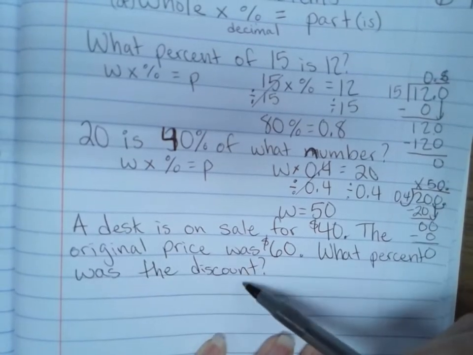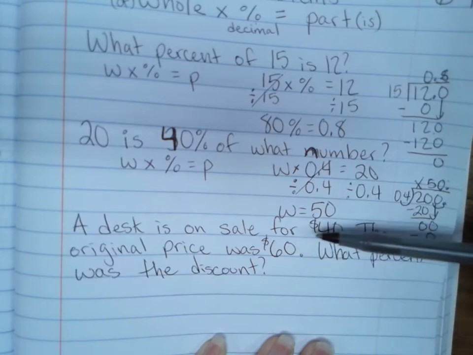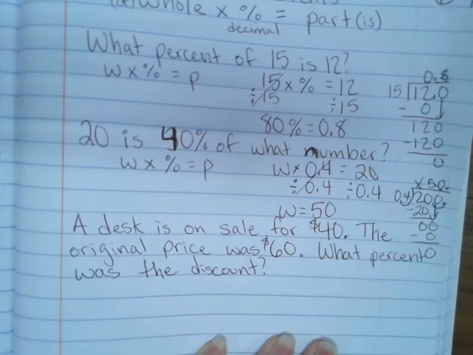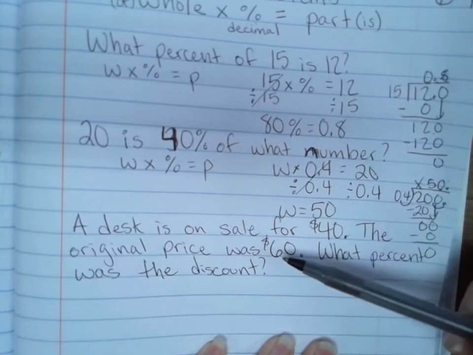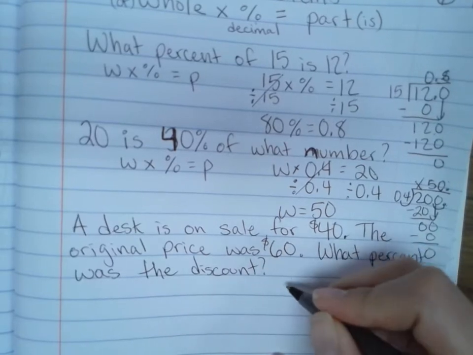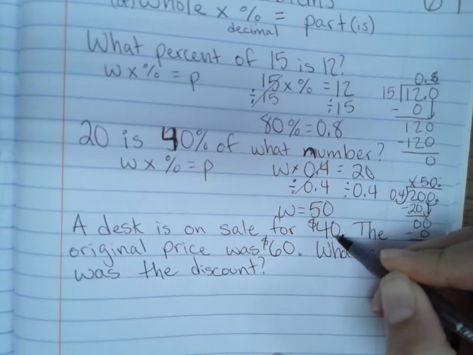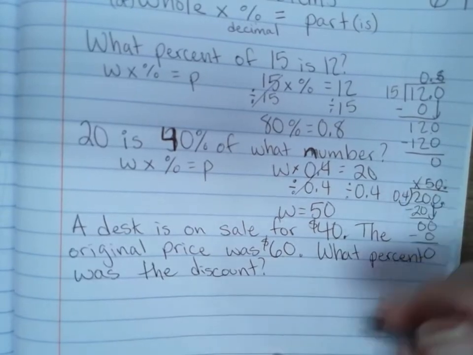So discount is what's taken off. So I want to know what percent the discount was. Here, I'm going to have to do a little bit more thinking than just looking at the numbers. The original price was 60. Now was the discount 40? No, that's the new price. The discount was how much? From 60 to 40? That was 20.